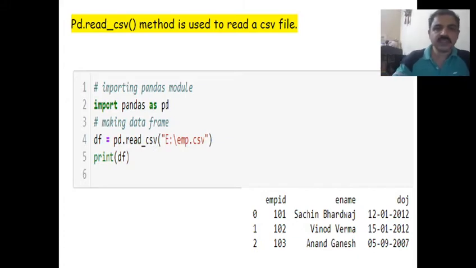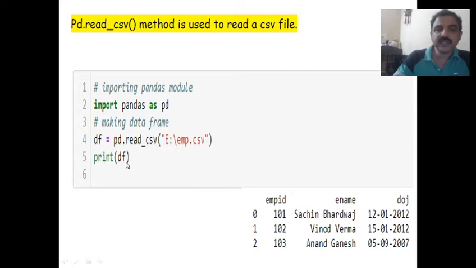See here, some code is written. import pandas as pd, then df equal to pd.read_csv. Then you mention the CSV file name. emp.csv is the file name here, and it is under the E drive. You need to specify the path also. If the CSV file is in the same folder where you are storing the Python file, then you need not specify this. Otherwise, you need to specify E colon slash. For example, if you have data in my folder, you specify my folder, then specify the file name. This path is to be followed.